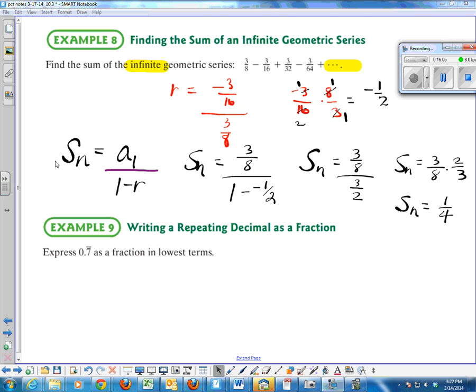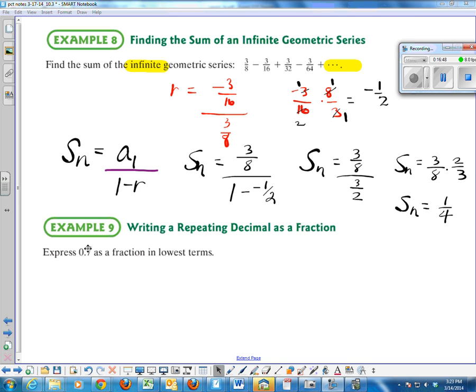All right, starting with the formula, S sub n equals A sub 1 over 1 minus R. We're putting in A sub 1 equals 3/8. Then R is negative 1/2, so we have 1 minus negative 1/2. That's going to become 1 plus 1/2, which is 3/2. So you have 3/8 divided by 3/2. When you have a complex fraction, you take the bottom fraction, flip and multiply. So you have 3/8 times 2/3. The 3's cancel. The 2/8 reduces to 1/4. Take a second to pause and write that down.